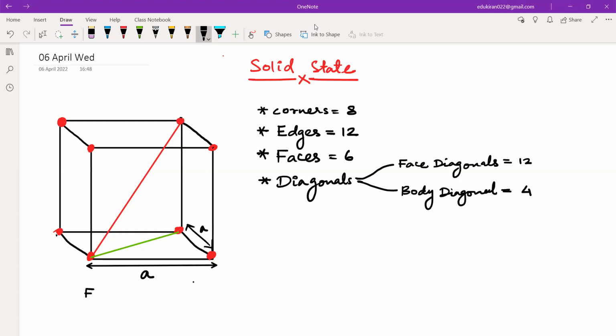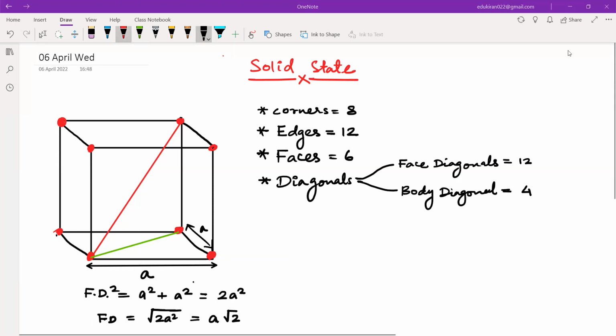And you can write the face diagonal square. It will be equal to A square, the perpendicular, plus A square, that is the base, right? So this will be equal to 2A square. So face diagonal square is equal to 2A square. And if you write face diagonal, this will be equal to under root of 2A square. So the A will come out and you will get A root 2. Any doubt in the length of face diagonal? Okay. So the length of face diagonal is A root 2.